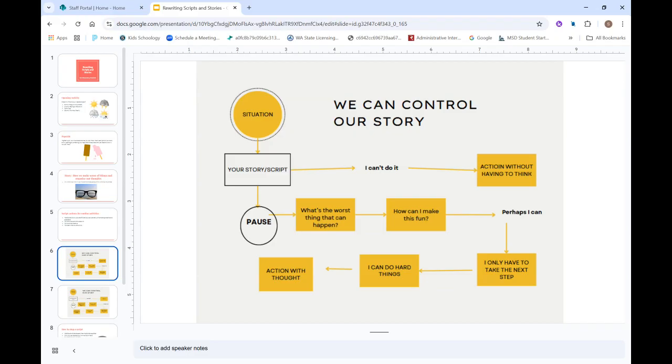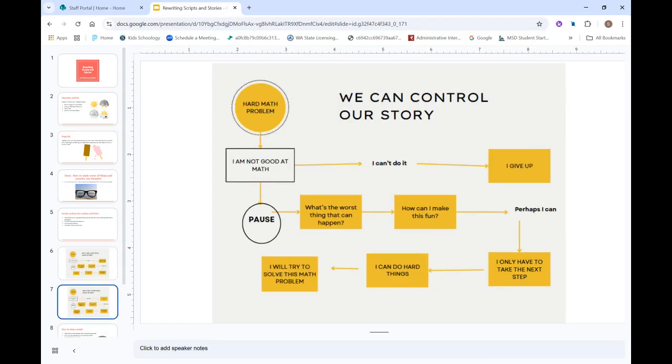I gave a little example here. Say we're facing a hard math problem, and my experience has taught me that I'm not good at math. My story is that I'm not good at math. So my script is going to be, I can't do it. Therefore, I'm going to give up. However, we can control our story.